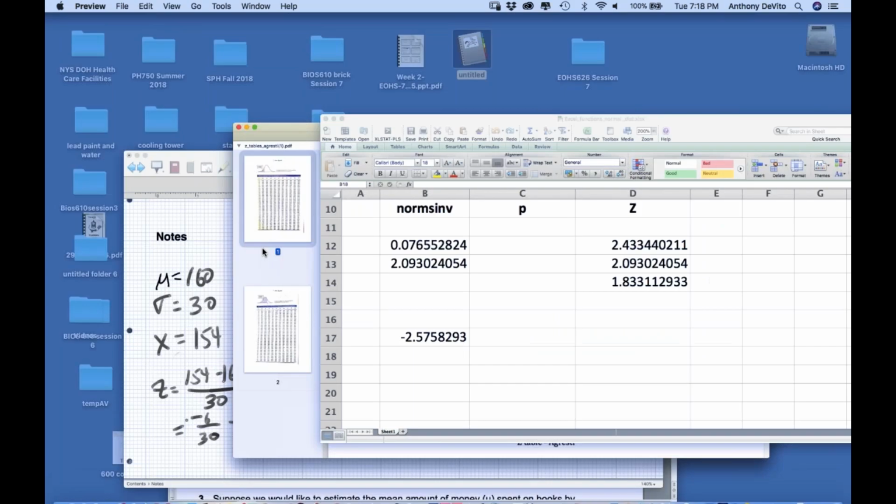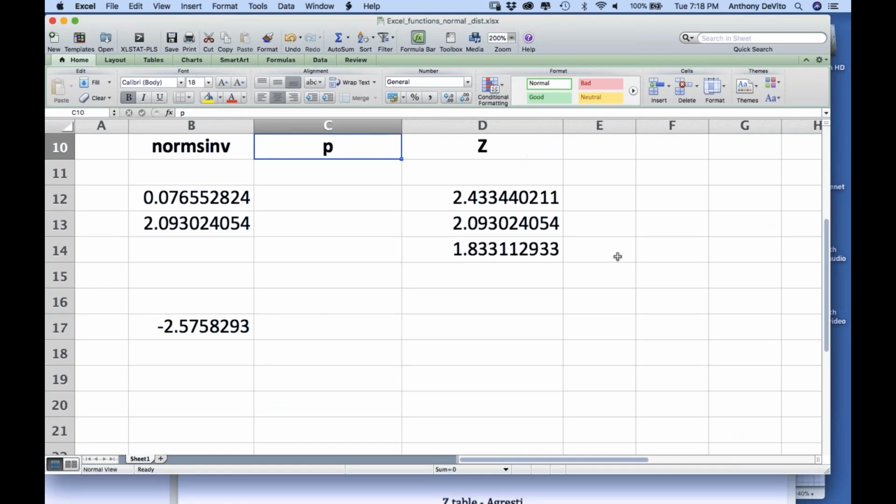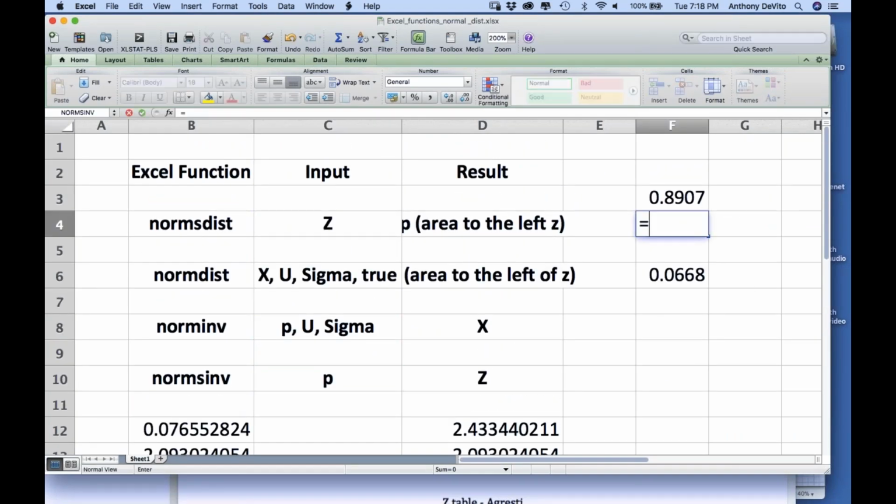Could I do that with Excel? Sure, I could. In Excel I could look up the z-score. I could use NORM.S.DIST. It equals NORM.S.DIST, parentheses, and tell it that the z-score is negative 0.2, and it gives me the area of 42%.